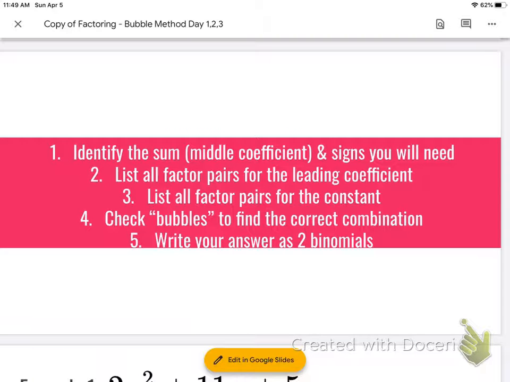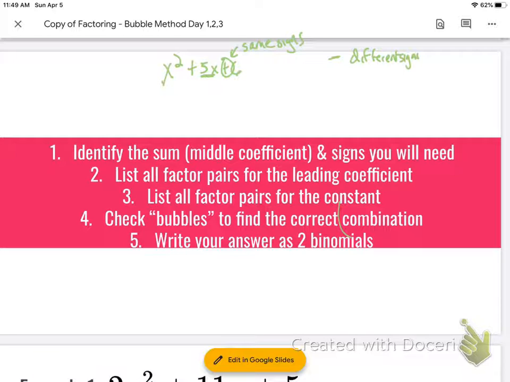You might want to pause this to make sure you get these down. First, we're going to identify the sum, which is the middle coefficient, and the signs that you'll need. Before this, we've been working with terms that look like this: x squared plus 5x plus 6. So this is telling you that the sum, the middle term, would be 5. And remember, if this is a plus, it tells you same signs. If it was a minus, it meant different signs.